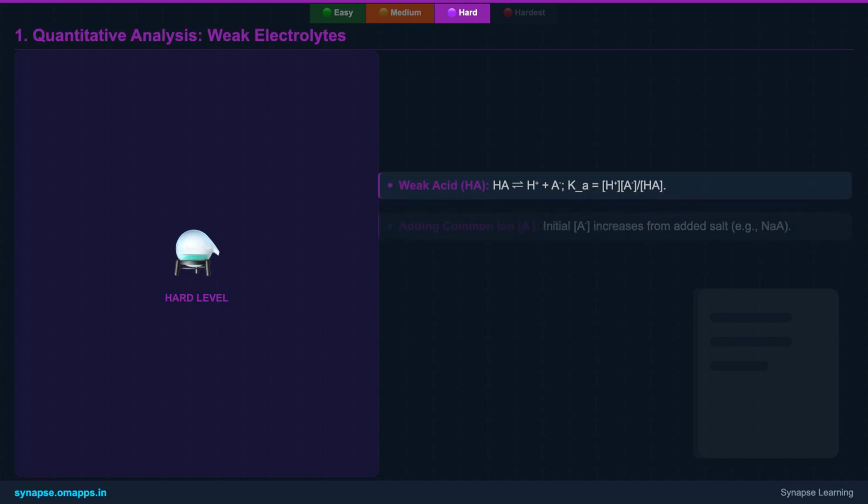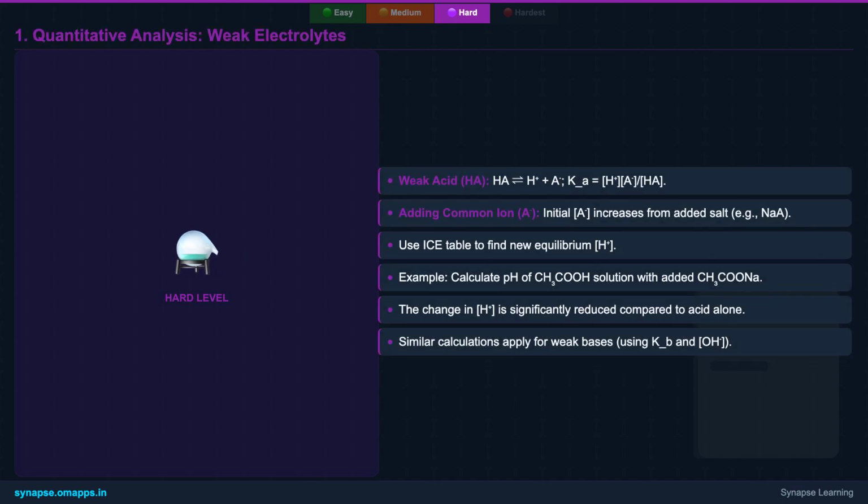At the hard level, we move beyond qualitative descriptions to quantitative calculations. For weak electrolytes, the common ion effect allows us to precisely calculate the change in pH or pOH. By using the acid or base dissociation constant and the initial concentrations of both the weak electrolyte and the common ion, we can solve for the equilibrium concentrations. This involves setting up ICE tables and solving quadratic equations, which is a common task in the GMAT.